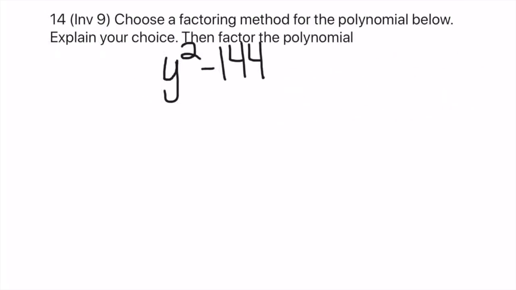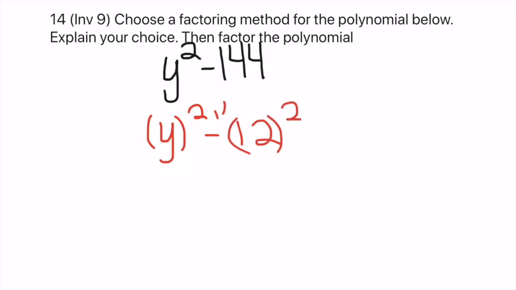Number 14 from Investigation 9. Choose a factoring method for the polynomial below. Explain your choice, then factor the polynomial. So looking at this, I would know that this is a difference of two squares because the first term is a square, it's y squared, and the second term is a square, it's 12 squared, and it's subtraction, so it's the difference of two squares.